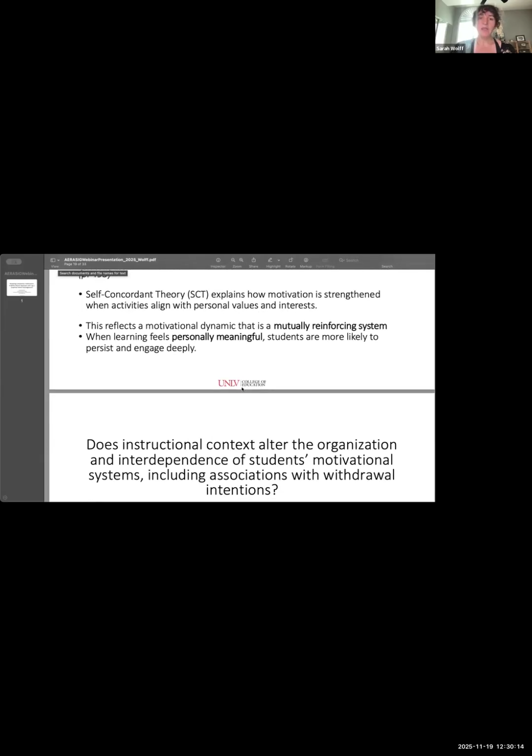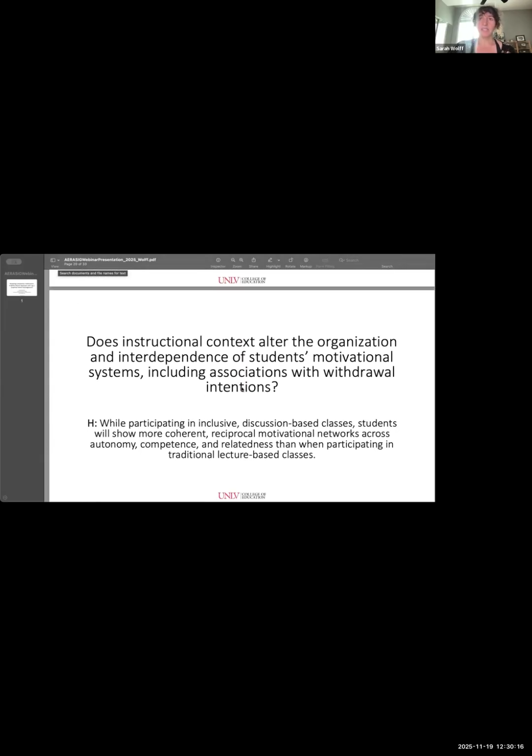learning. So the main question we wanted to explore is, does instructional context alter the organization and interdependence of students' motivational systems, including any associations with a disruptor of motivation, like a sense that they want to withdraw?